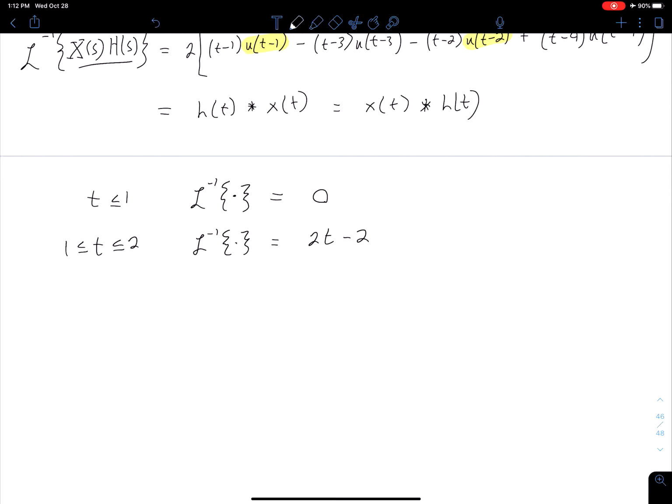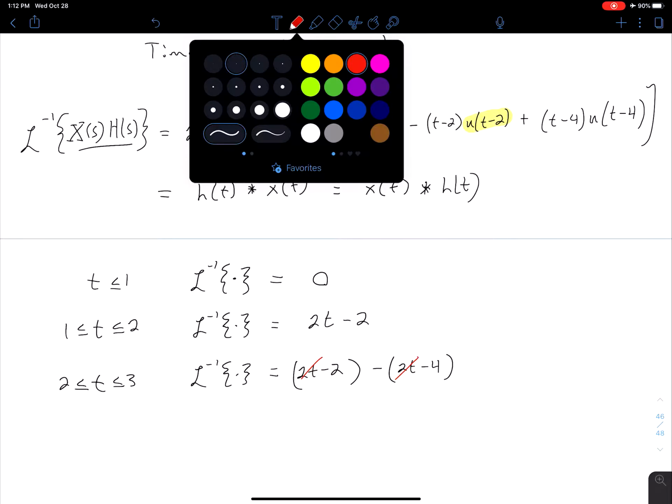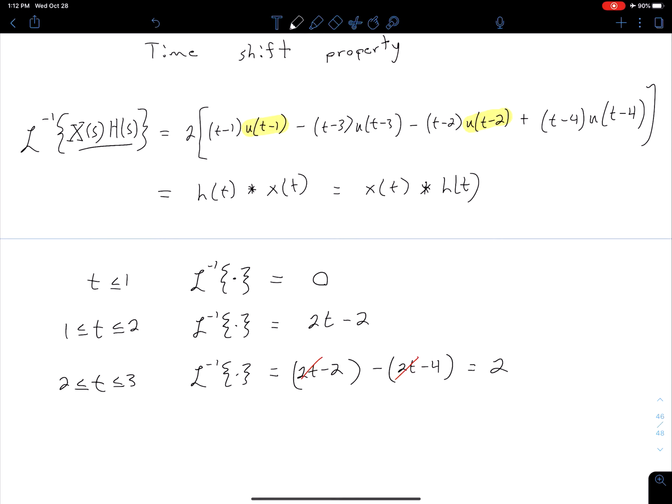So let's look at t greater than 2 and less than 3, so we're not yet turning on that third shifted step function. In this case, our inverse Laplace transform has the 2t minus 2 from our first step function, our u of t minus 1 here. And now as this u of t minus 2 turns on, we get this t minus 2 term coming in, but again, that's multiplied by 2. So what that looks like is minus 2t minus 4. And so we can see here the 2t is going to cancel out, and we'll have negative 2 minus a negative 4, which gives us 2.